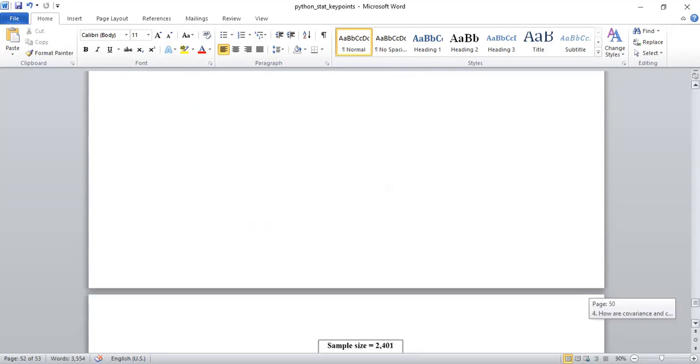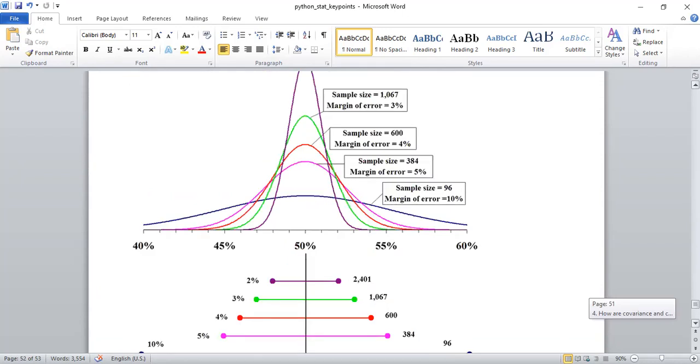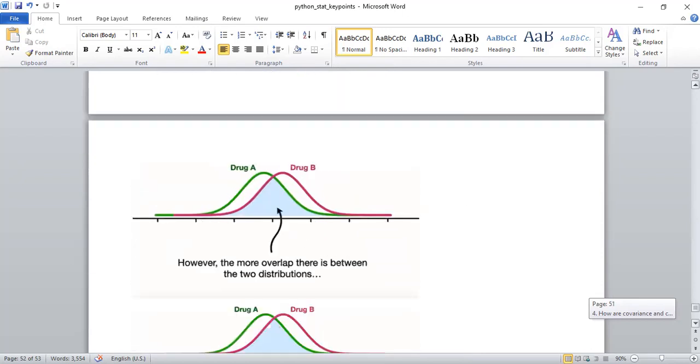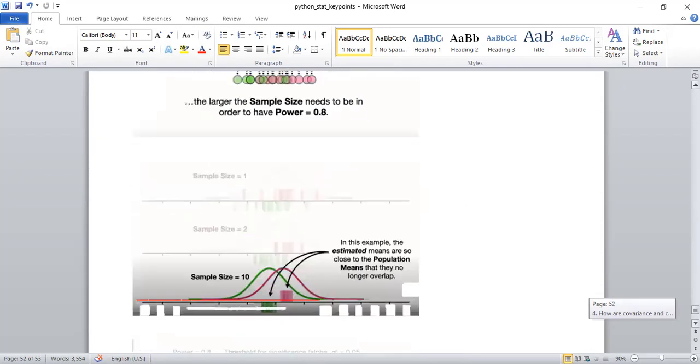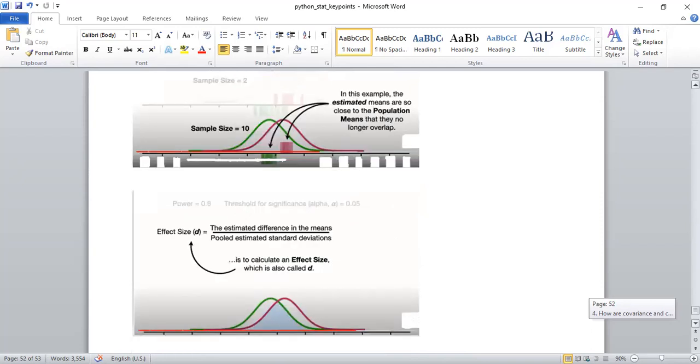Look, these are different standard deviations, the peakedness and flatness. So that may happen, and you have to consider that, and also the difference in means. You can deduce effect size in other ways also, but this is one way. We need to compute it because you need to determine sample size. Effect size just determines the estimated difference in regard to your pooled estimated standard deviation.